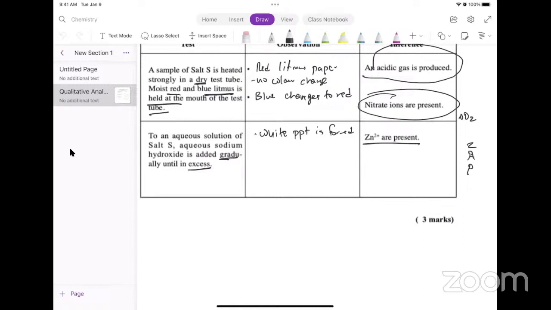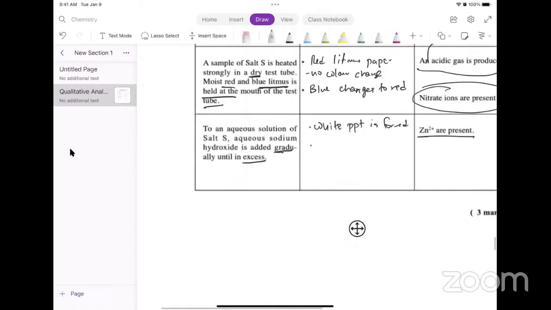But zinc, so a white precipitate is formed and soluble in excess to form a colorless solution. Okay.